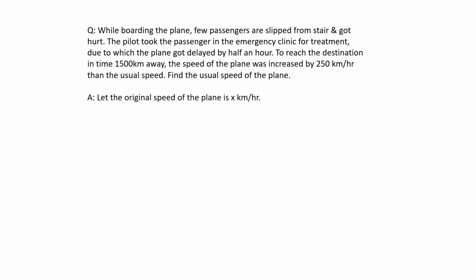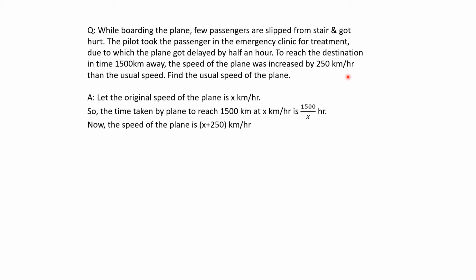Let the original speed, or we can say the usual speed of the plane, be x km per hour. The destination is 1500 km away. So the time taken by the plane to cover 1500 km at x km per hour is 1500 by x hours. But as per the question, the speed of the plane was increased by 250 km per hour. That means the new speed of the plane is x plus 250 km per hour, and the time taken to cover 1500 km is 1500 divided by (x plus 250) hours.